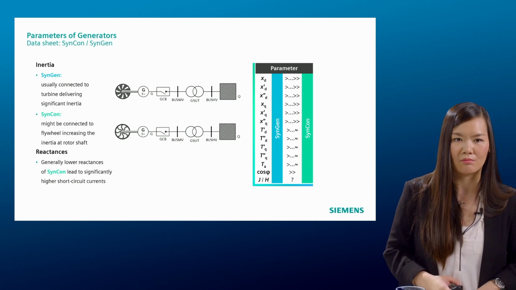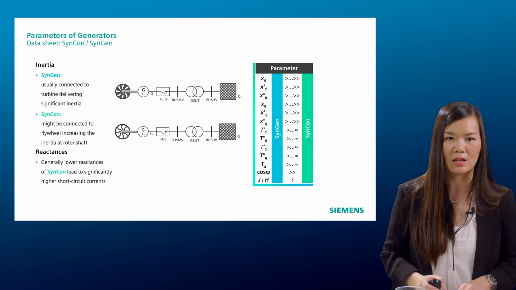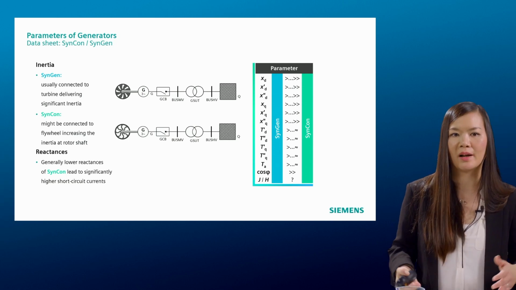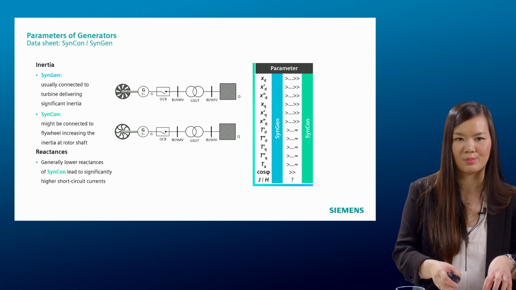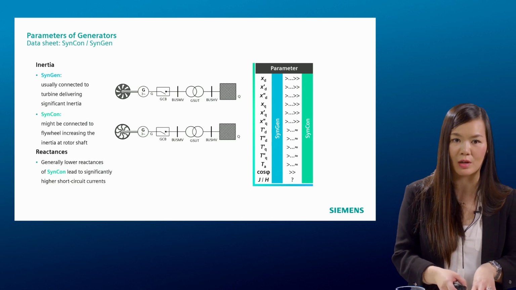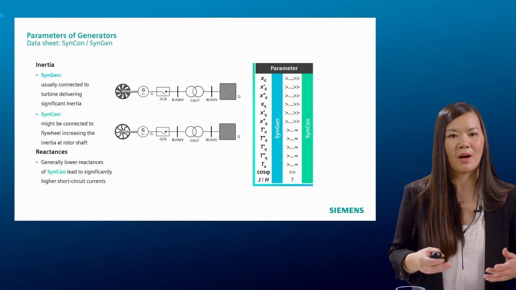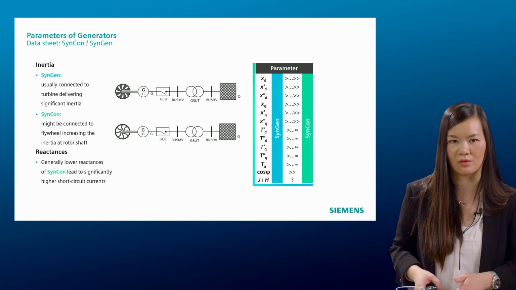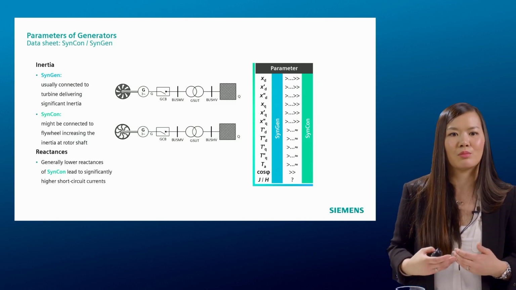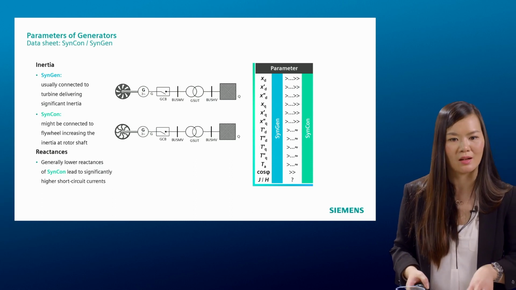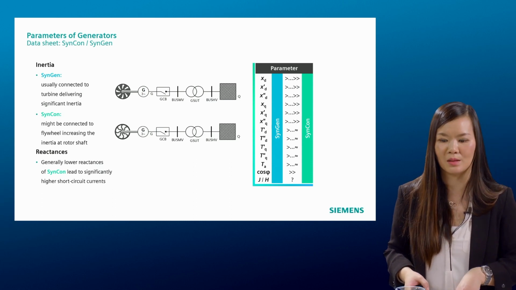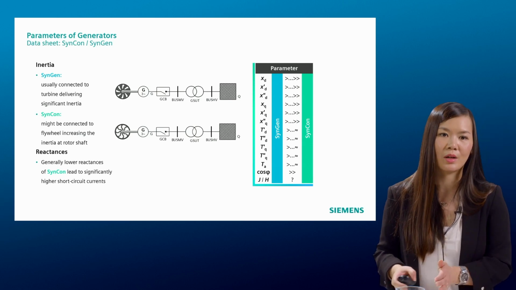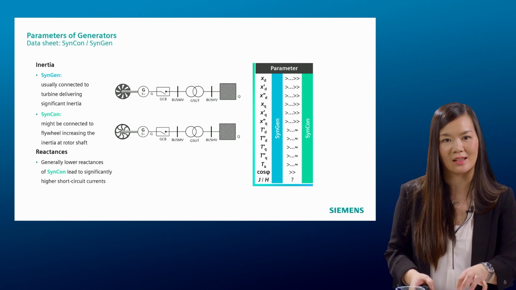Another point I have mentioned is the inertia of the system. The synchronous generator is usually connected to a turbine, delivering the inertia of the system that we need for the simulation. The synchronous condenser might not be connected to a turbine, but it can be connected to a flywheel to increase the inertia of the rotor. So the value itself we cannot predict. We have a data bank which can give a direction on how much I can assume for my simulation. However, to be sure, we might need the real data sheet to simulate the case exactly.